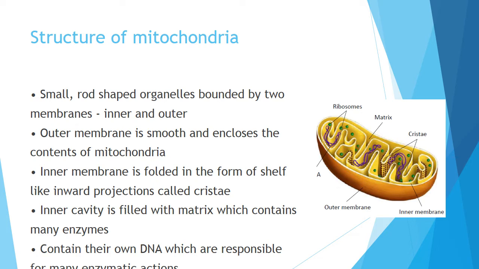In the diagram, you can see the outer membrane which is smooth, but the inner membrane has many folds. The folds are called cristae and the liquid that is present in the cristae is called matrix. In the matrix, there are many organelles like ribosomes, DNA and many enzymes.